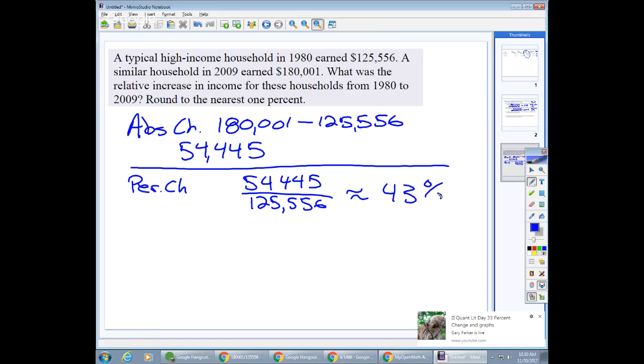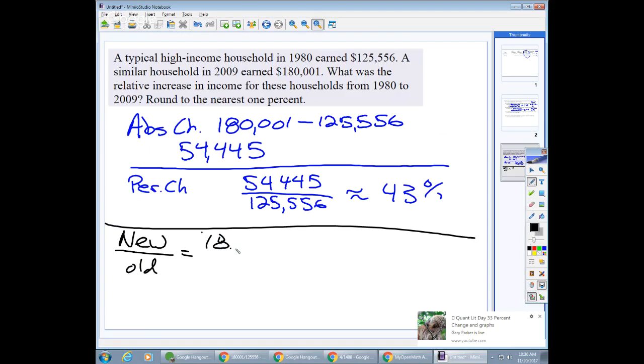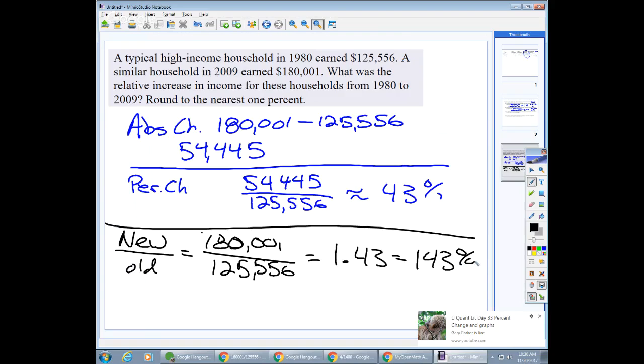An alternative way to look at it is to not worry about the subtraction. Just take the new amount divided by the old amount. So that would be the 180 divided by the base amount, 125,556. When I do that, I get 1.43 as a decimal, which is 143%. So my question then is, what's the 100 have to do with 100%? 100% of what? What is that?